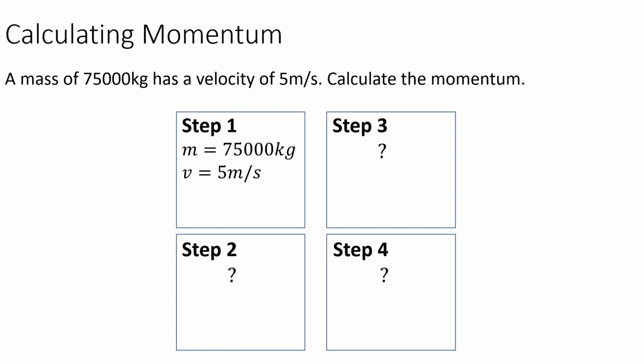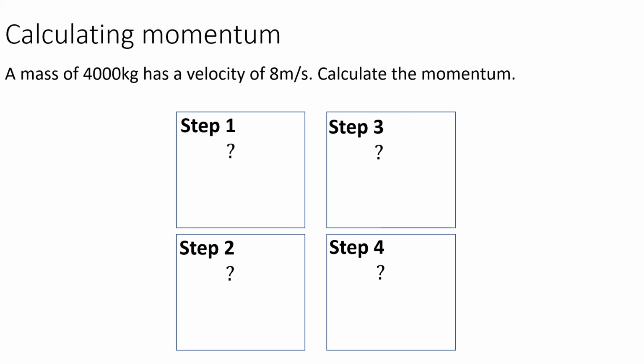Now we have a mass of 75,000 kilograms, which has a velocity of 5 meters per second. Calculate the momentum. So step 1 is to write down what you know. Step 2 is to write down the equation. Step 3 is to substitute in the numbers. And step 4 is to write the answer with correct units. And our final question to calculate momentum. A mass of 4,000 kilograms has a velocity of 8 meters per second. Calculate the momentum. This time, do steps 1, 2, 3, and 4 yourselves.